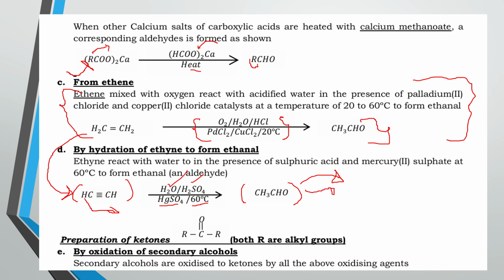Now let's look at the preparation of ketones, just like we have looked at the preparation of the corresponding aldehydes. So ketones are mainly prepared from oxidation of secondary alcohols. So let's look at the reaction for that.